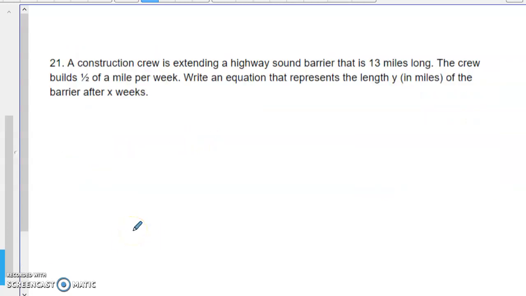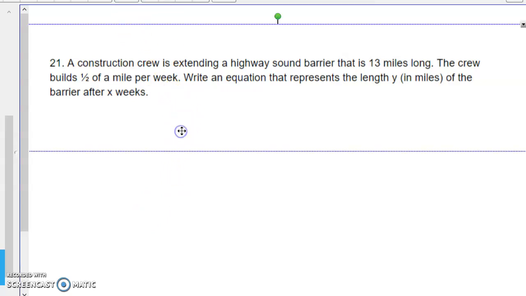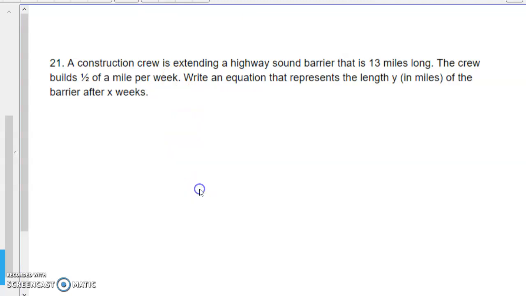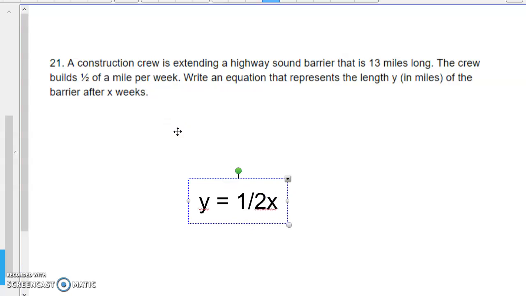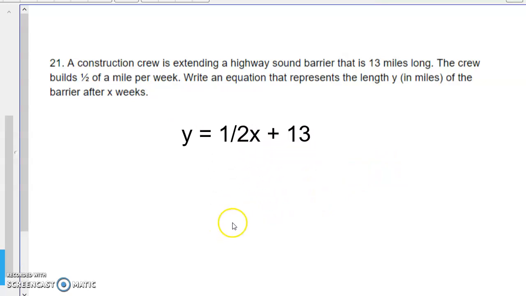Last question. A construction crew is extending a highway sound barrier that is 13 miles long. The crew builds 1/2 mile per week. Write an equation that represents the length y in miles of the barrier after x weeks. Well, it would be y equals 1/2 because they're building 1/2 mile per week times x, that's my slope, plus 13 because it's going to be 13 miles long. That would be the answer to question number 21.